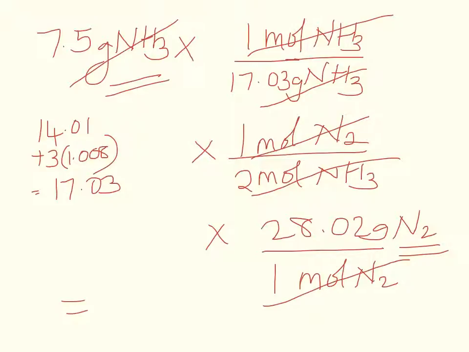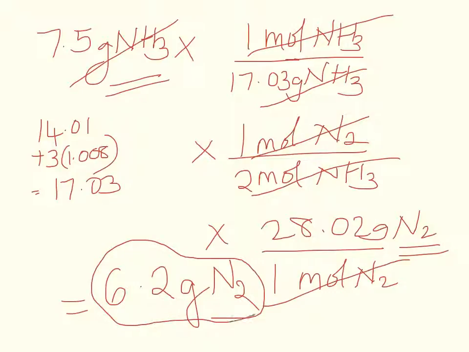Here you will end up with an answer of 6.2 grams of nitrogen. So if we use 6.2 grams of nitrogen, we will get a yield of 7.5 grams of ammonia.